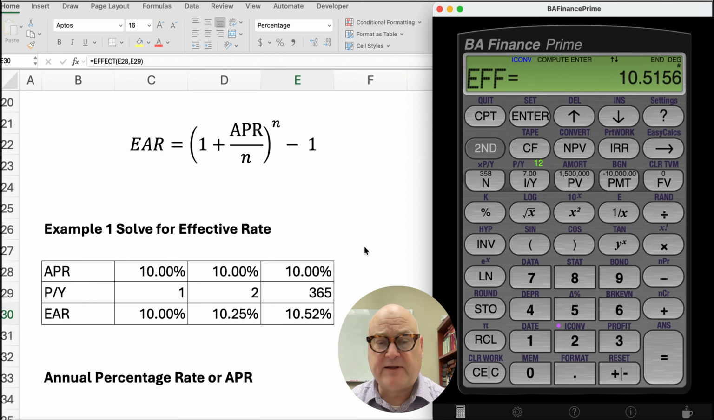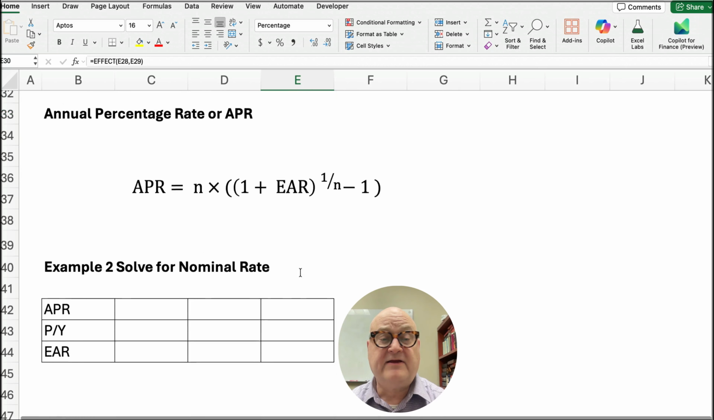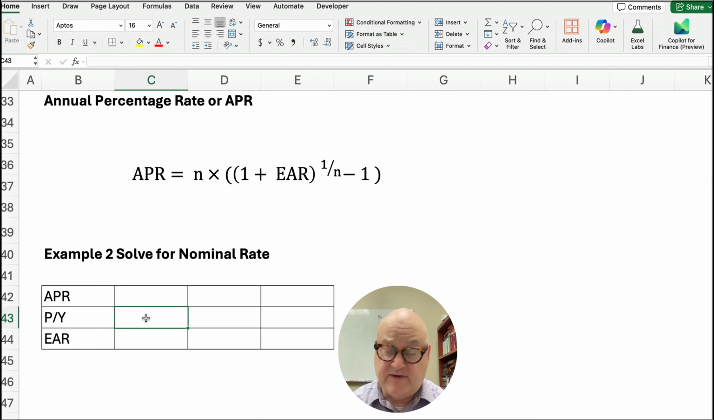Okay, so that's how we calculate that using the calculator. Now, let's say we want to know the annual percentage rate. If we're trying to solve for the annual percentage rate, here's our formula. We need the EAR, the effective rate, and we need the number of periods. Okay, so let's do this.